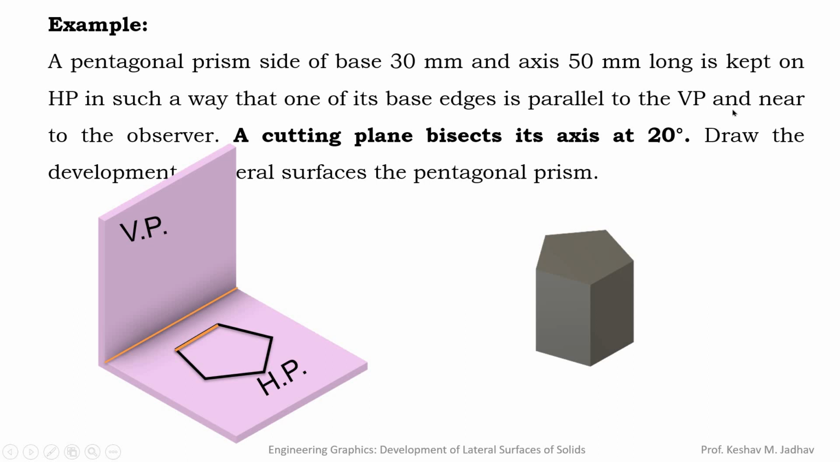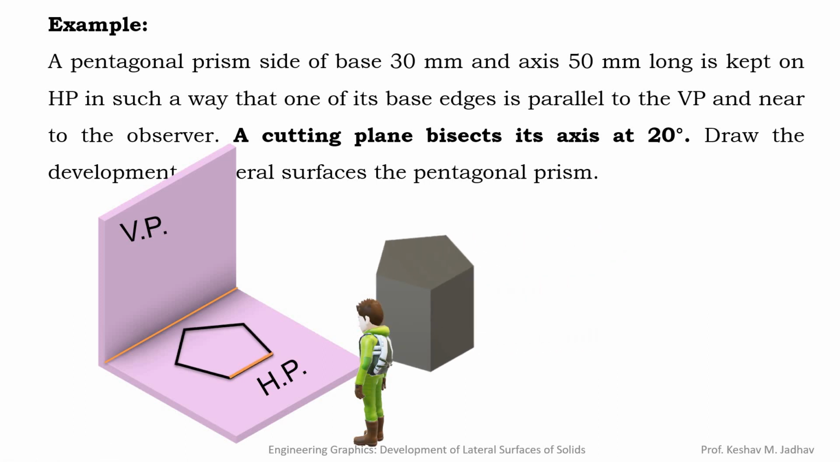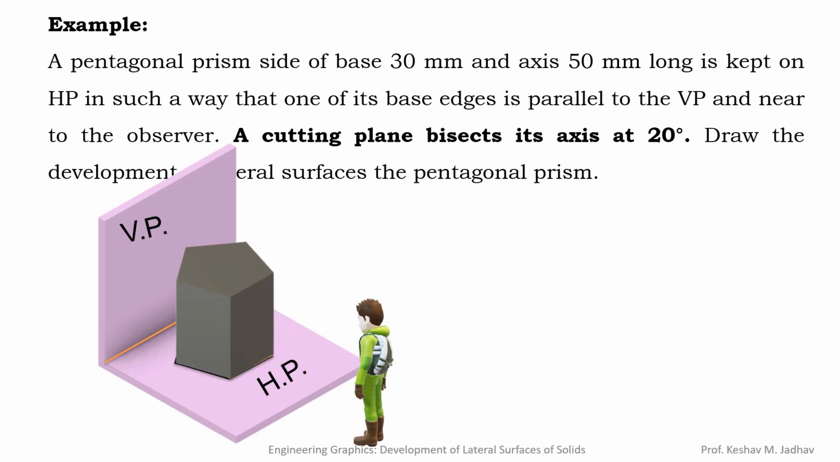But here it is given that parallel edge should be near to the observer. So observer will be at this point. So if base is kept like this, then this parallel edge will be near to the vertical plane and away from the observer. And if you keep the base like this, then this edge is parallel to vertical plane as well as it is near to the observer. So we need to keep the pentagonal prism like this only. Now we have to draw its front view and top view.